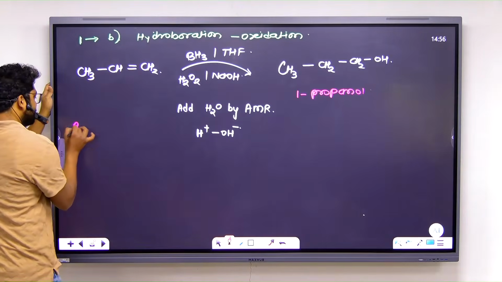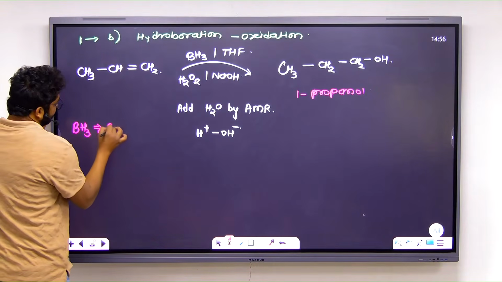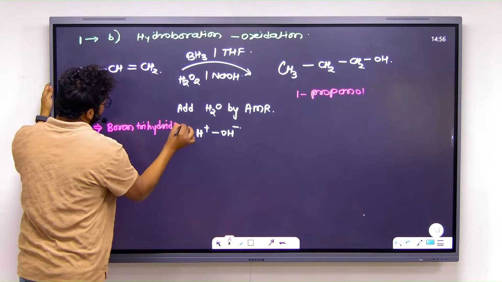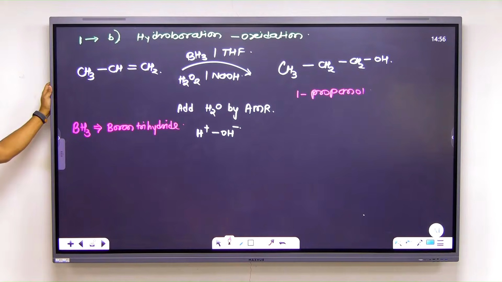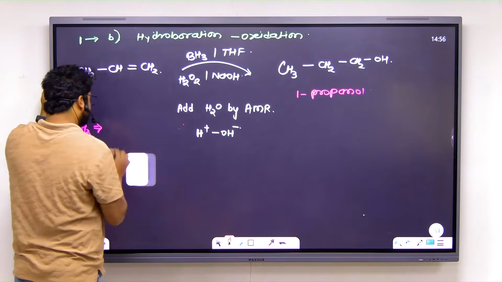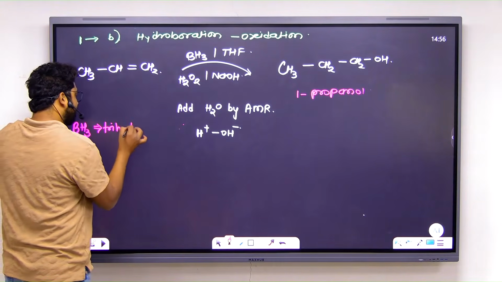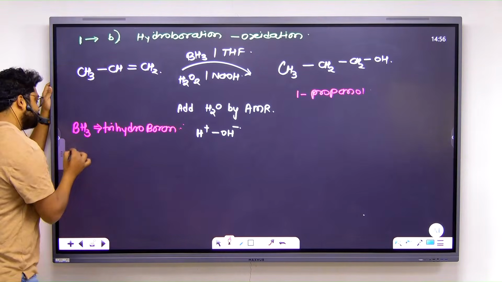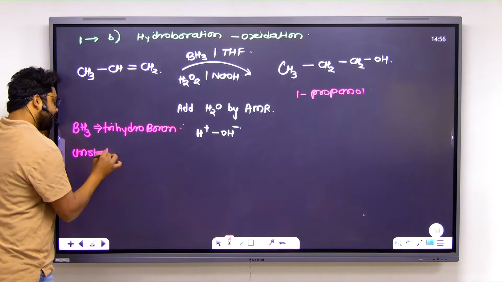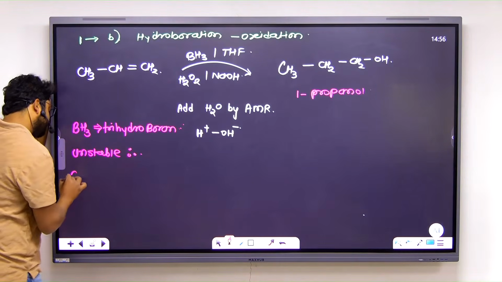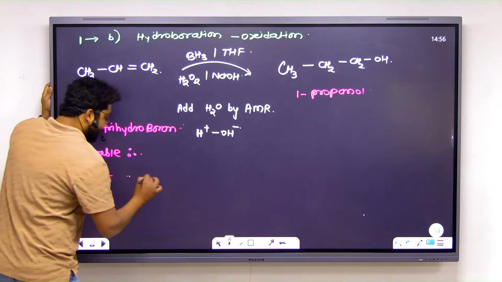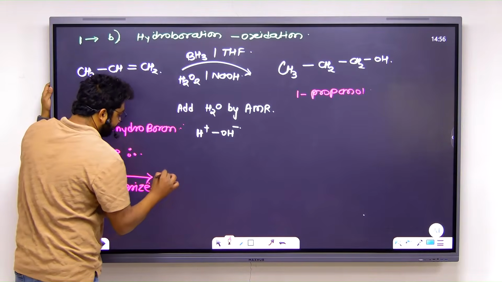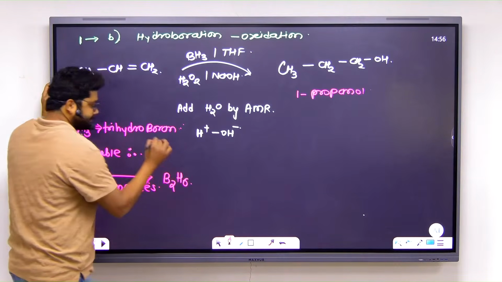First is BH3. It is a boron trihydride. और ट्रायहायड्रोबोरेन सुद्धा याला बोललं जातं. काय बोललं जातं? ट्रायहायड्रोबोरेन. ओके. आणि हा ट्रायहायड्रोबोरेन जो आहे हा अनस्टेबल आहे. काय आहे? अनस्टेबल. Therefore 2BH3 dimerizes to form a B2H6.